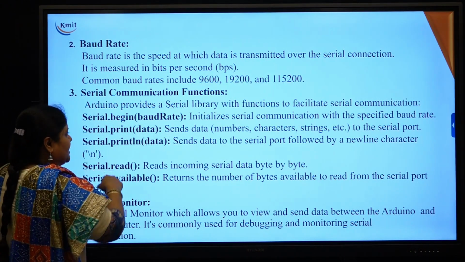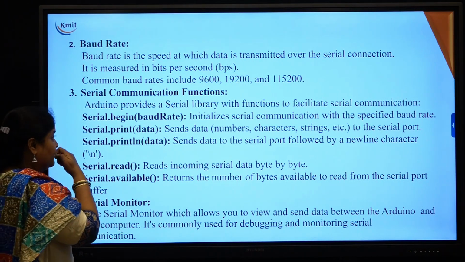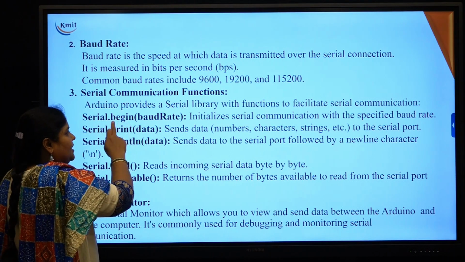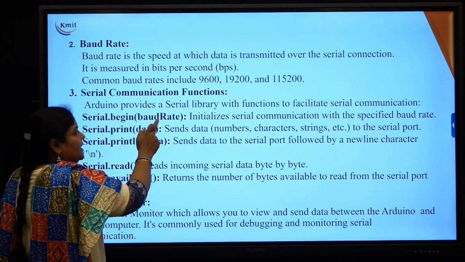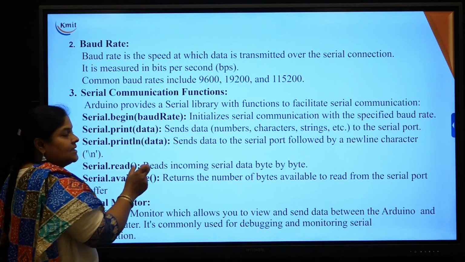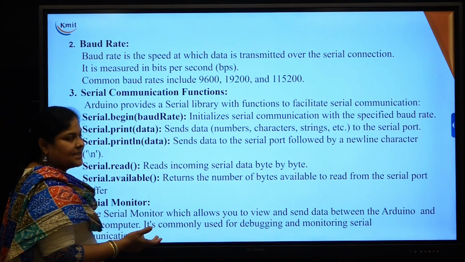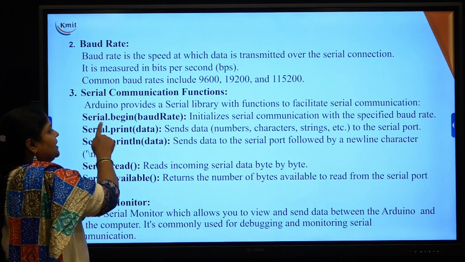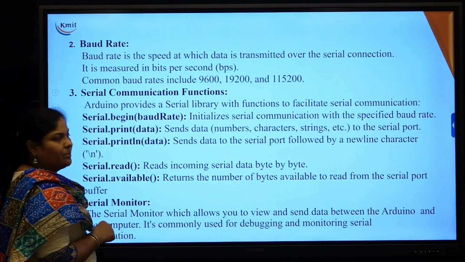Next, serial communication functions. What are the different functions that you are going to use for serial communication? Serial.begin: here you mention the baud rate. We have seen Serial.begin(9600). That value tells the speed of the data transmission. In order to initialize the serial communication, we use the method Serial.begin, which initializes serial communication with the specific baud rate.